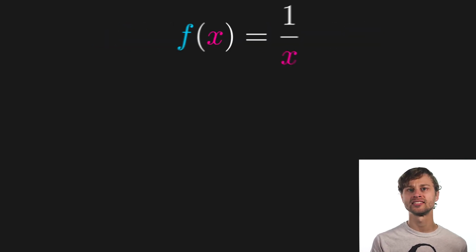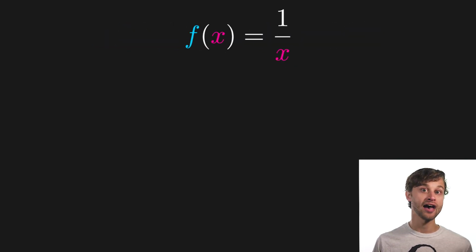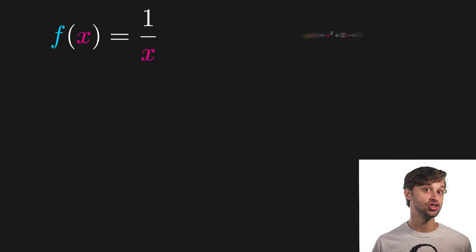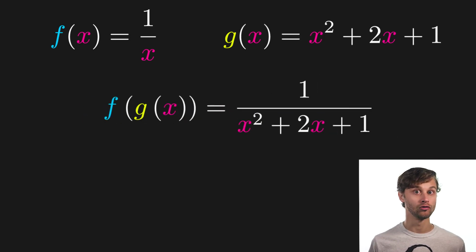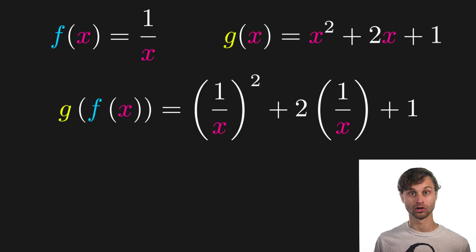So if we take a look at a simple compound function like this one, f of x is equal to 1 over x, and g of x is equal to x squared plus 2x plus 1. If I write f of g of x, that would look like this, 1 over x squared plus 2x plus 1. If I did g of f of x, I'd get this result, 1 over x squared plus 2 times 1 over x plus 1.